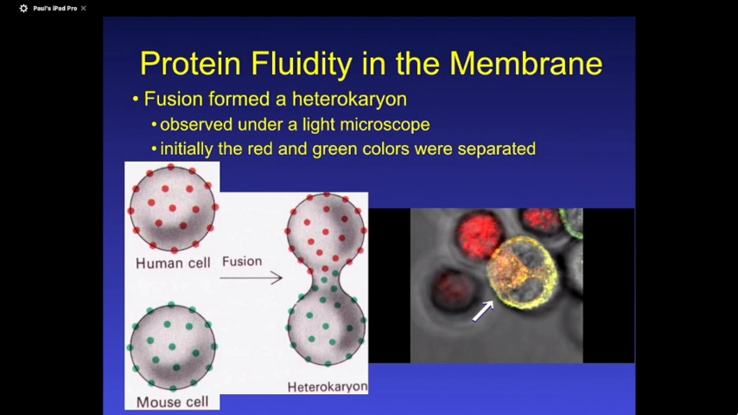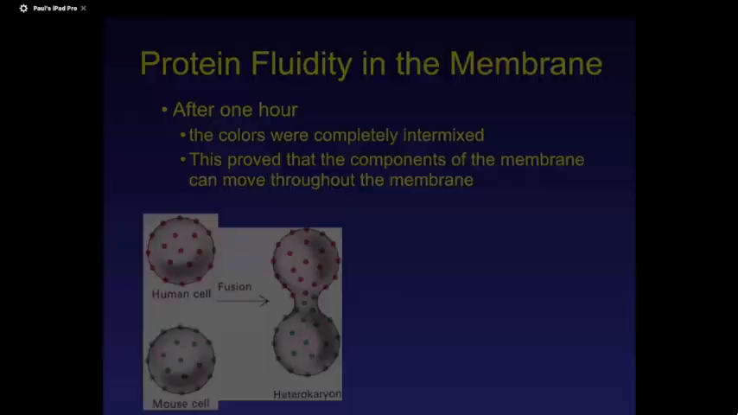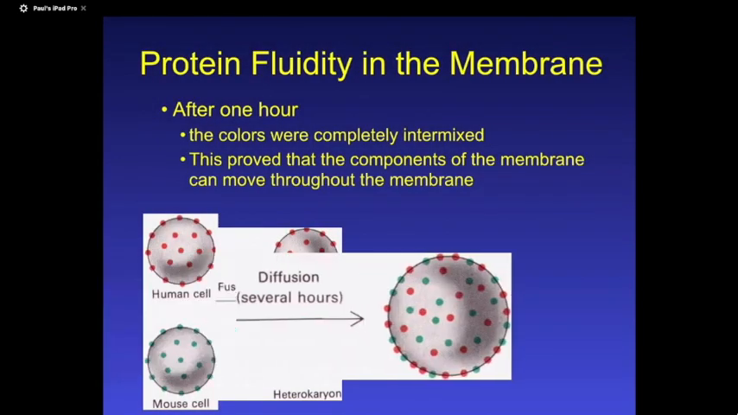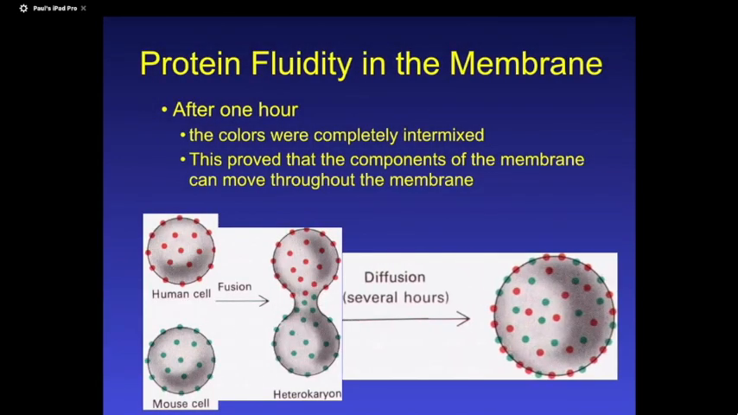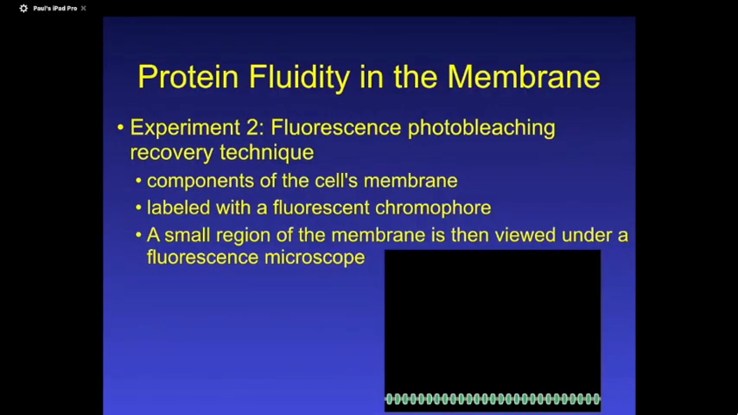And so we can actually see this under a light microscope. Watch this movement, okay? Does one experiment prove anything? Does any experiment prove anything? No, we support the idea. So let's do another experiment. Okay. And so that other experiment, this is after several hours, is called FRAP. Okay. We're going to do photobleaching. All right. And so what we're going to do is we're going to coat the membrane with a fluorescent chromophore.